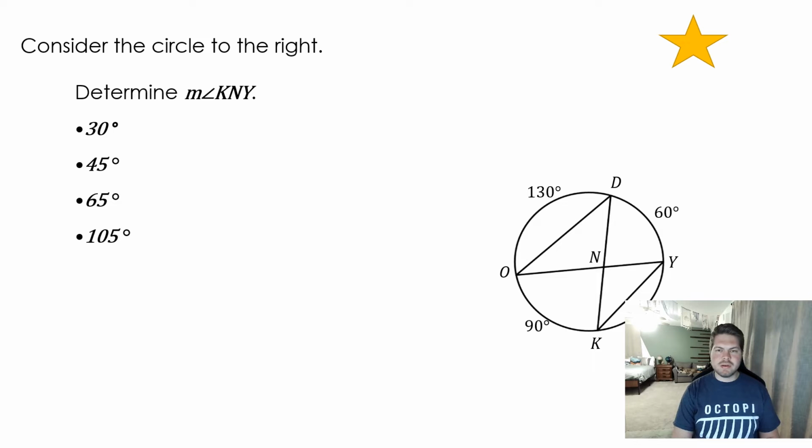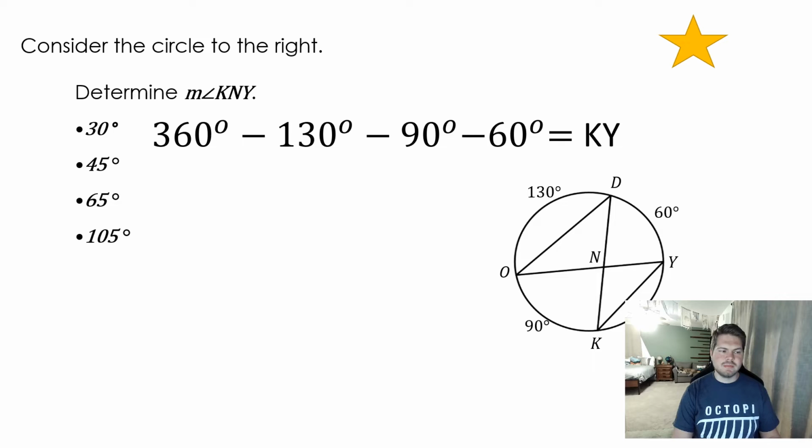So first, we're going to solve for our missing arc length. So we know most of our arc lengths of the circle, and we know that a whole circle adds up to 360. So if we subtract everything we know from 360, we get our remaining angle of KY. So we get that KY is 80 degrees. So here's where things get a little fun.